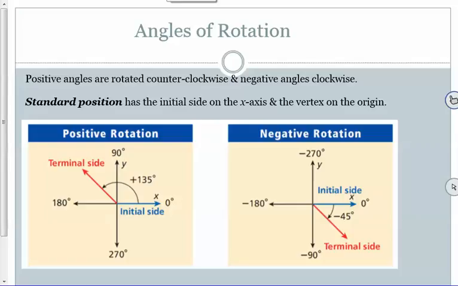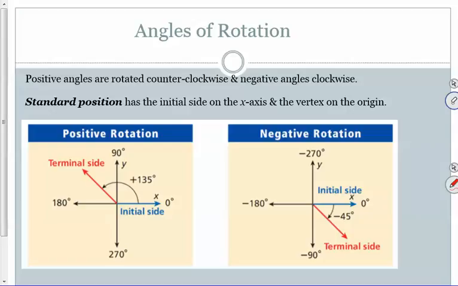Okay, so in this particular lesson, we're going to talk about angles, degrees, radians, all kinds of great stuff. So let's just get started. First thing we're going to talk about is positive angles go counterclockwise and negative angles go clockwise.